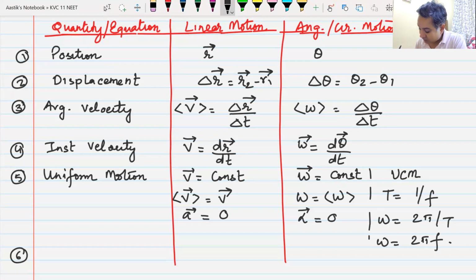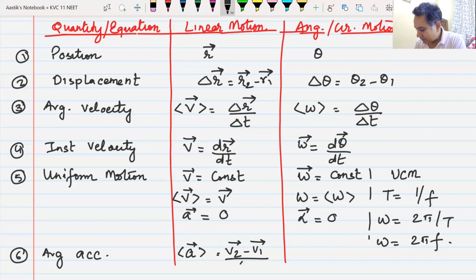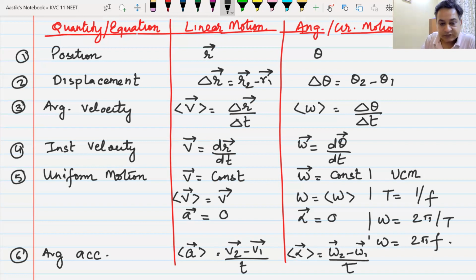The sixth thing was average acceleration. I wrote it like this. Final velocity v2 minus initial velocity v1 divided by t. Here we have average angular acceleration, omega 2 vector minus omega 1 vector divided by t. I hope everyone is noting this down. Yes or no?